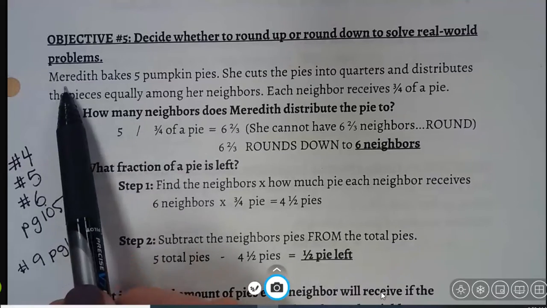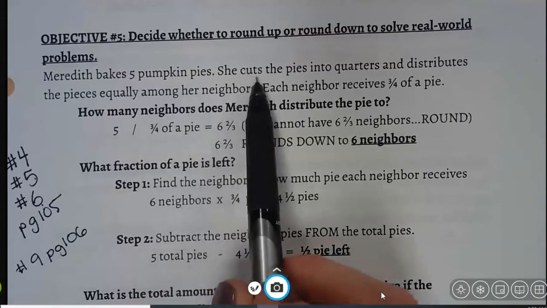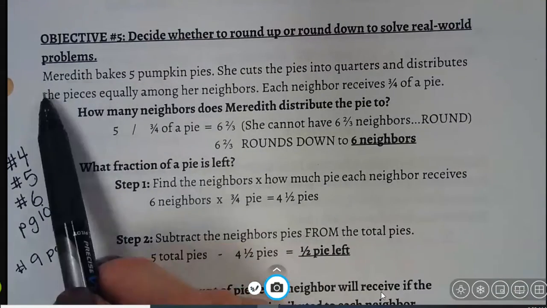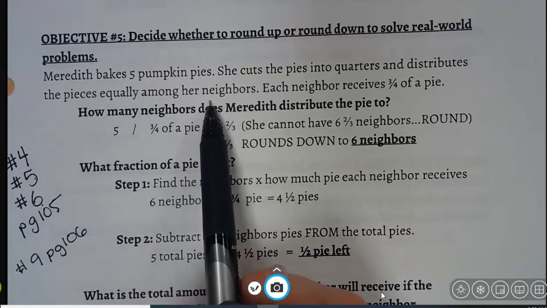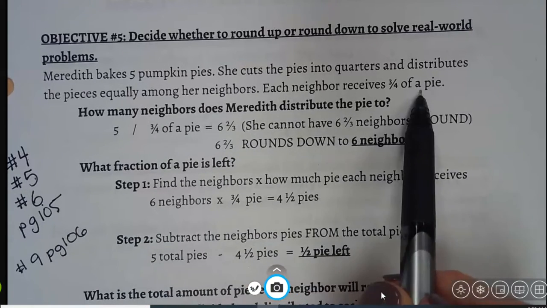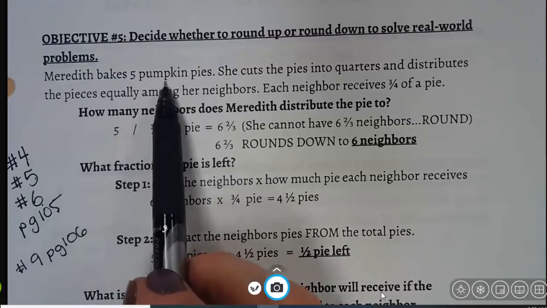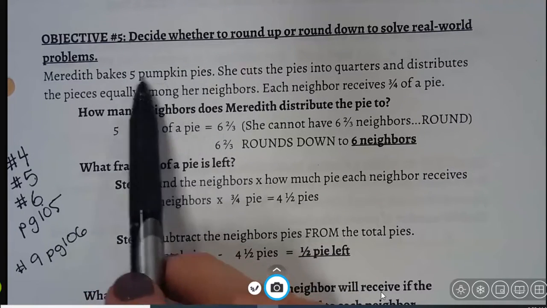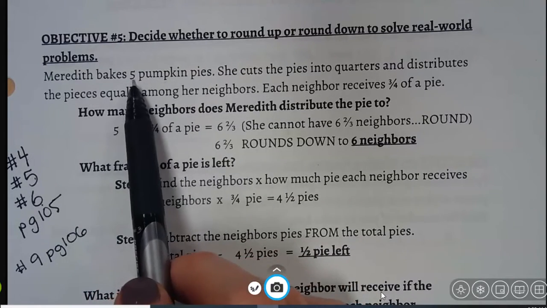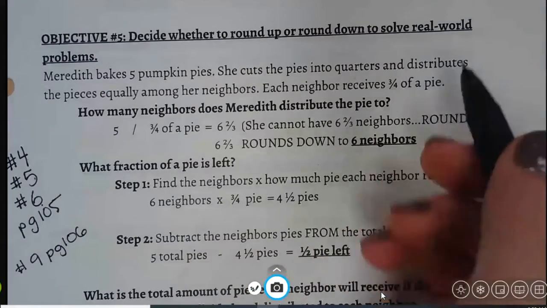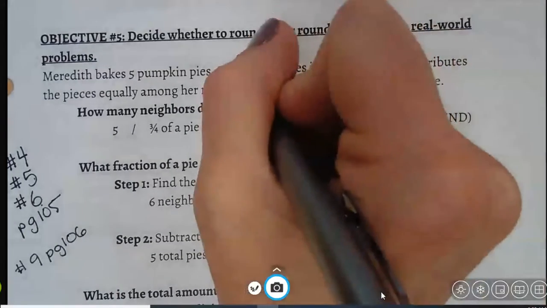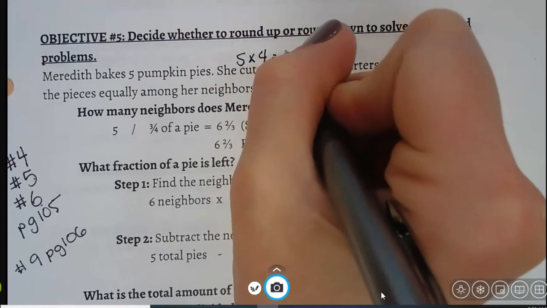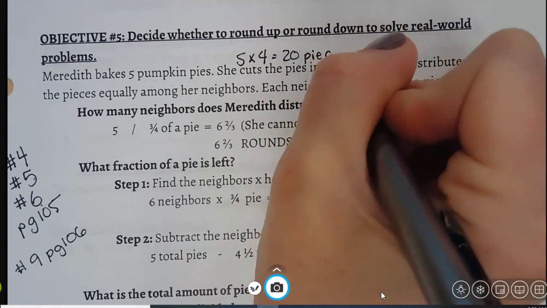So we have Meredith bakes 5 pumpkin pies. She cuts the pies into quarters and distributes the pieces equally among her neighbors. Each neighbor receives 3/4 of a pie. So we have her baking 5 pumpkin pies. If you wanted to find out how many pieces there were, you could do 5 times 4 because she cut them into quarters. And that would be 20 pieces, but we may not need to know that.